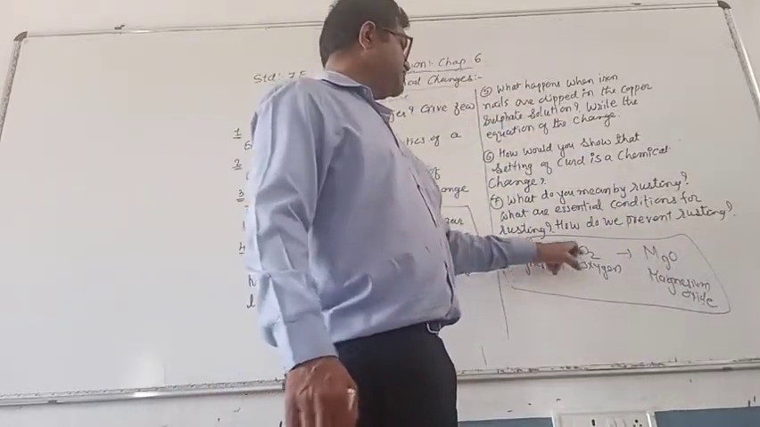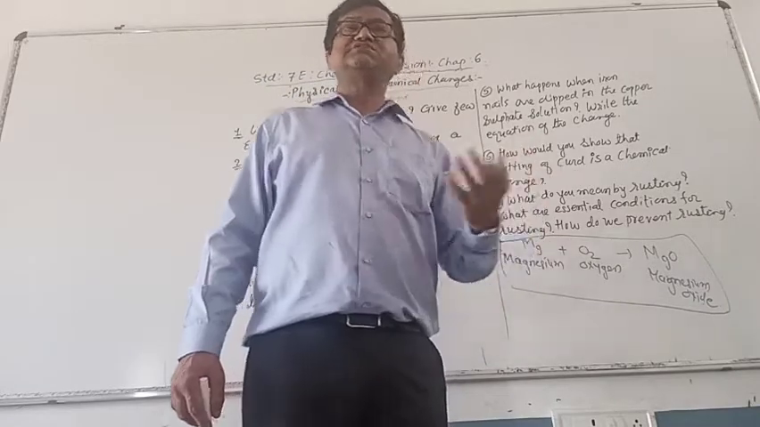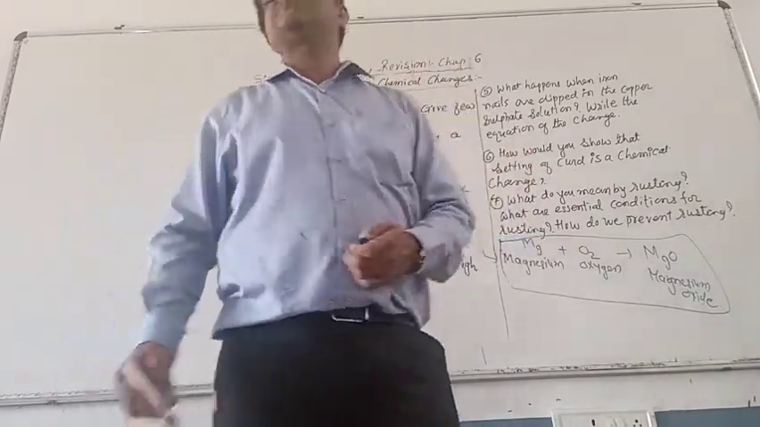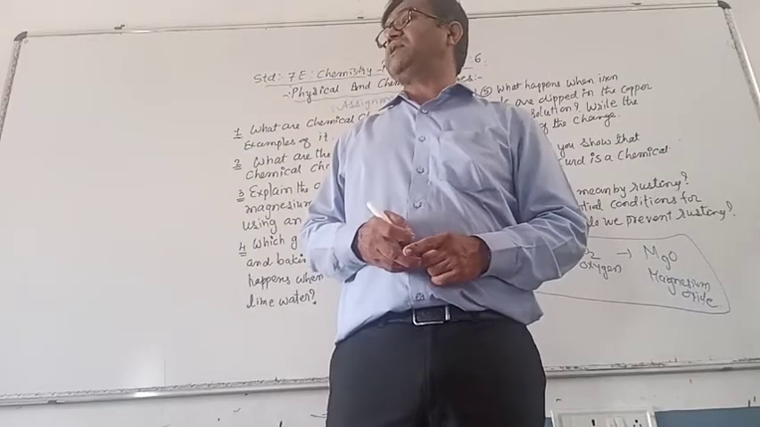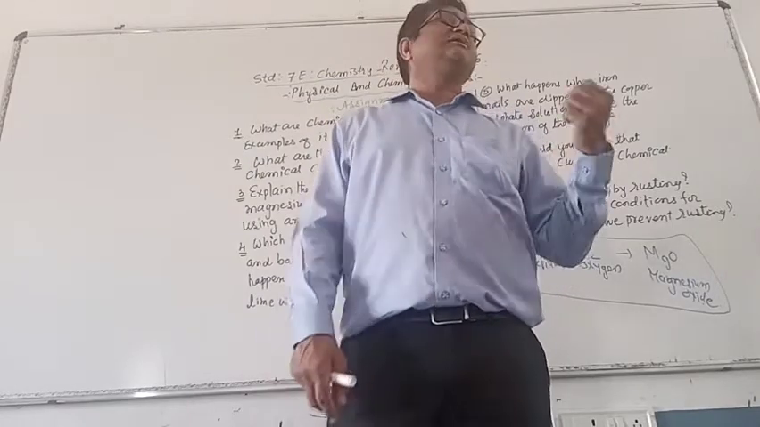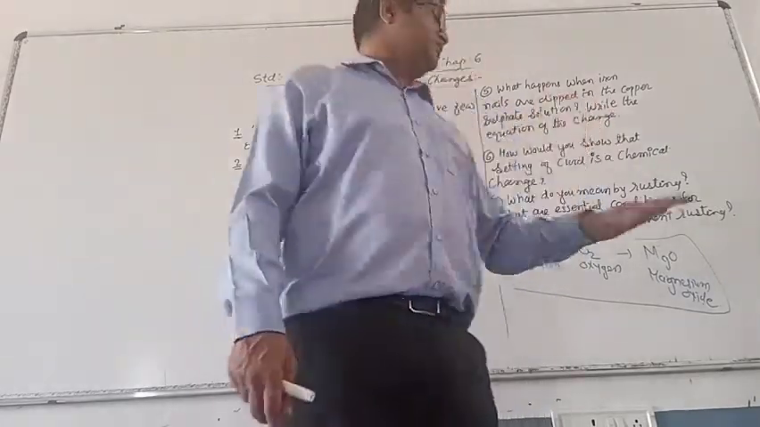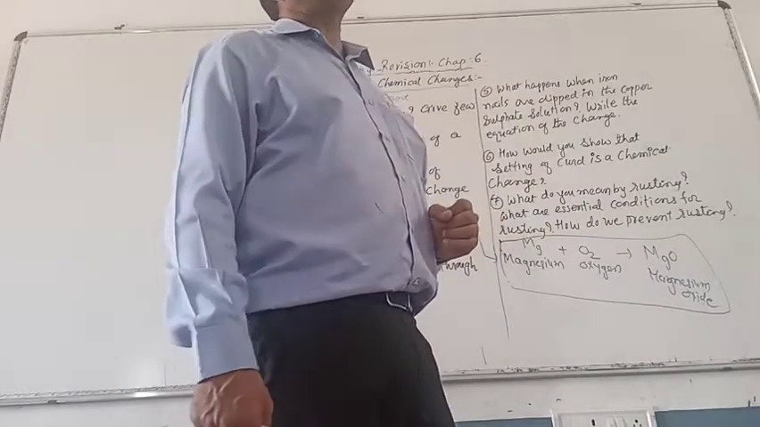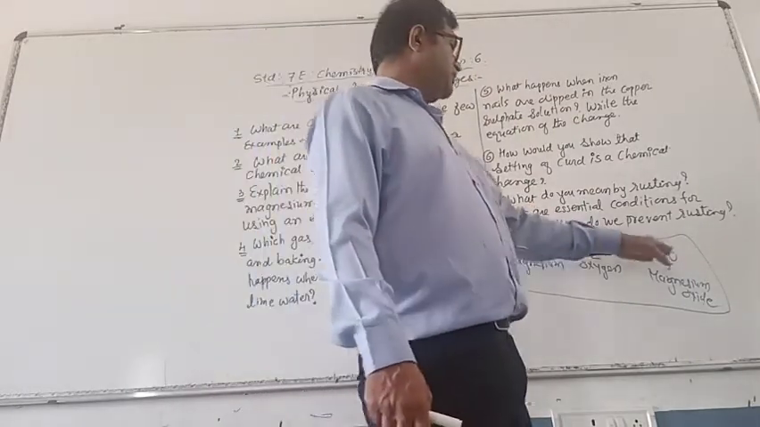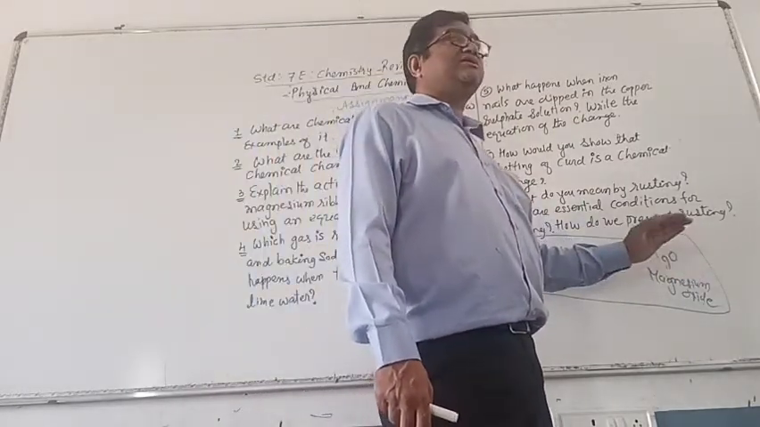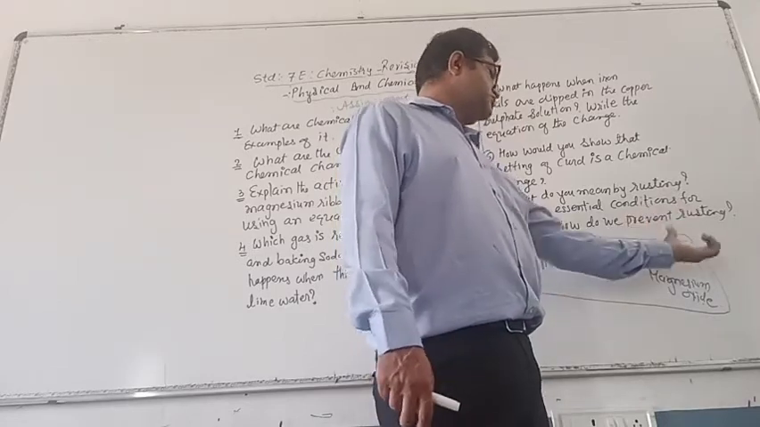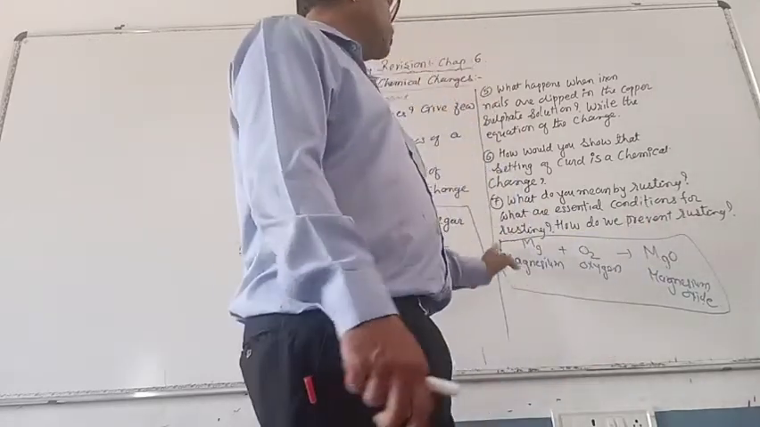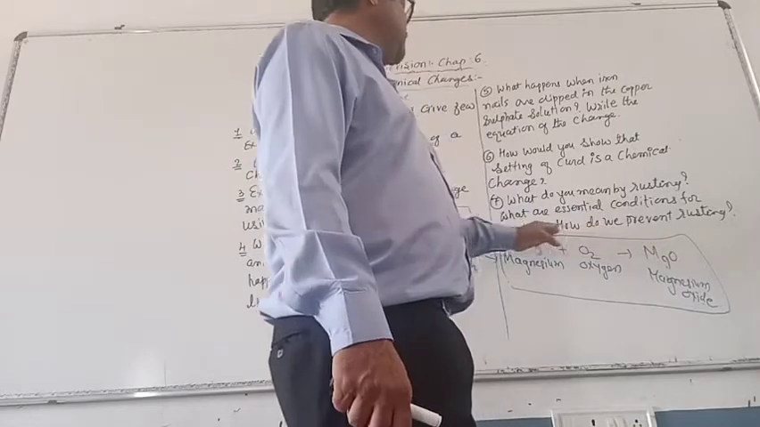Here these are the two things which are taking part in the chemical reaction, and therefore they are written on the left side. And after that, the new substance that is made, the product, is written on the right side. So that is called a chemical equation.